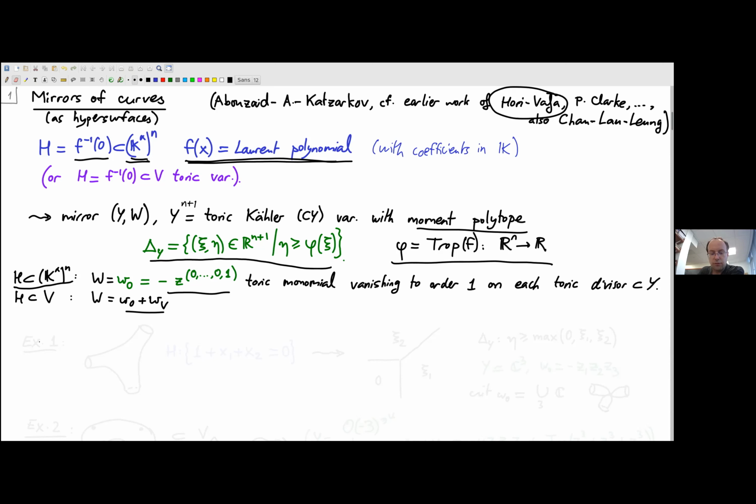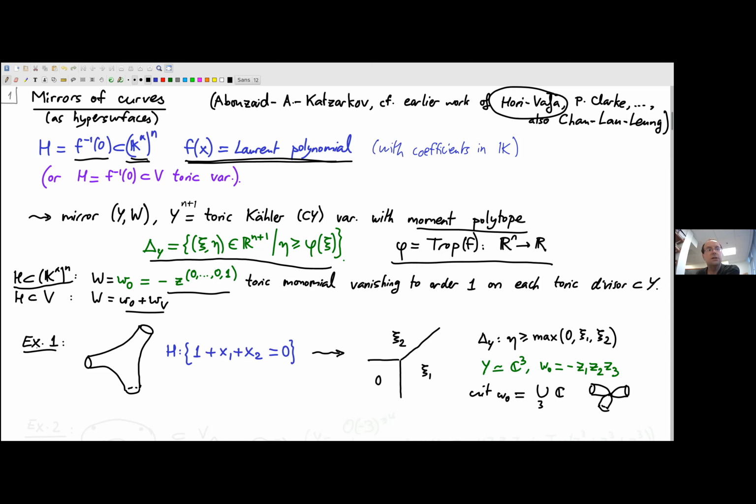variety. So the simplest example of something like this is if I start with a pair of pants, which I choose to write as defined by the equation 1 plus x1 plus x2 equals 0, where x1 and x2 are assumed to be nonzero. Then the tropicalization of that becomes the max of 0 and the valuations of x1 and x2. This is going to be piecewise linear, equal to 0 in a quadrant, with the two variables on the other side. And the moment polytope you get out of that is in fact congruent to an octant in space. So the mirror you get, in this case, would be C cubed with the product of the coordinates as superpotential.